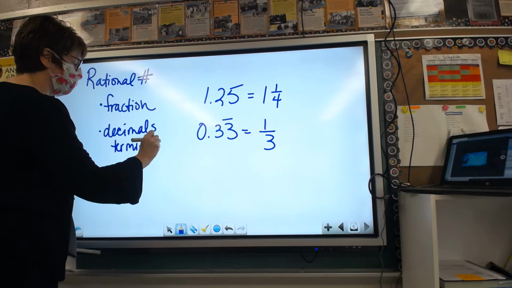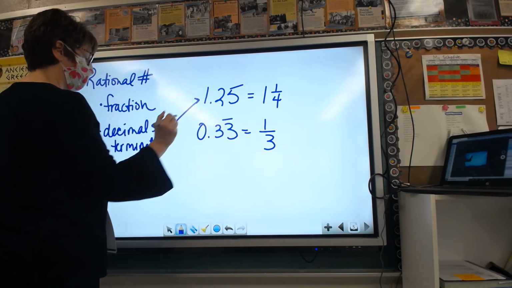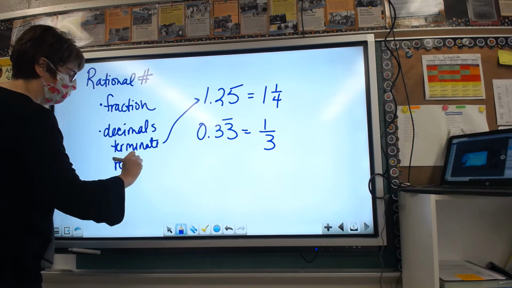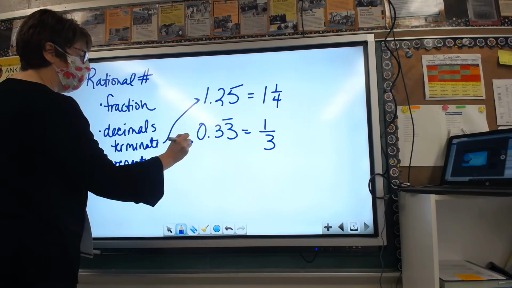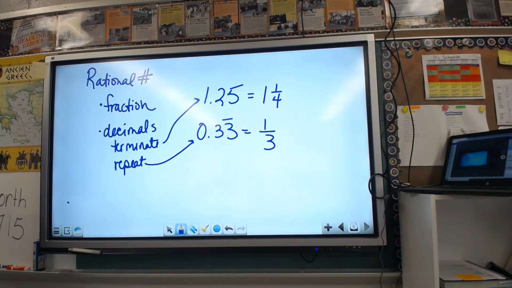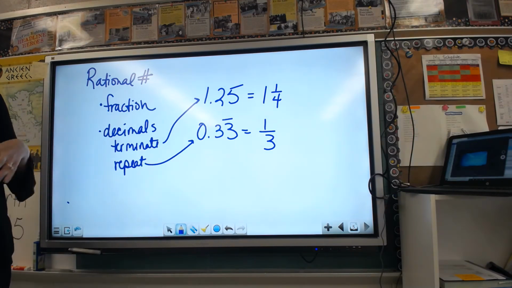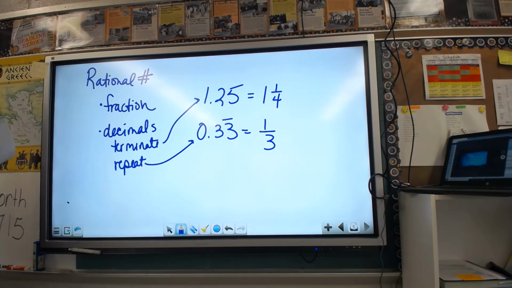So they can be decimals that terminate, so that means they stop. This is a terminating decimal. And they can also be decimals that repeat. They have to have a repeating pattern though. So 0.33333 is 1/3. 0.66666666, you know which one that is? 2/3. That's it. So if I can do fractions, I can do decimals.